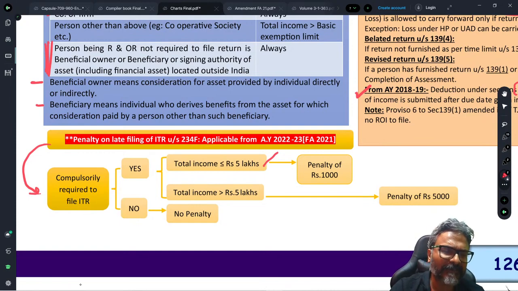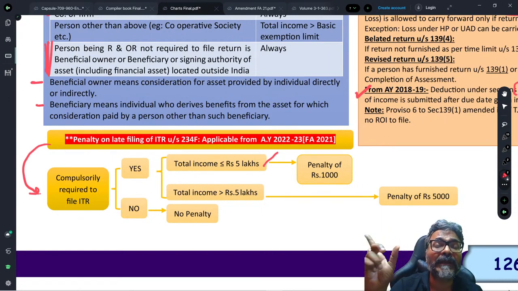Now, students, I have seen one very common error which students are making. For 234F, they are not using the word penalty. Instead of that, they are using the word fee. Please don't do that. This is not 234E; you have to refer to this as a case of a penalty.